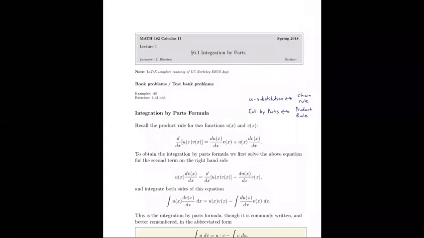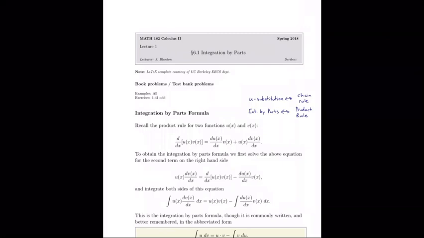Section 6.1 is integration by parts. It's our first section of the course. It's our first section of chapter 6. Chapter 6 is integration techniques. So if we're going to get very far at all with calculus, we're going to need to be able to integrate various functions and settle whatever different types of integrals we might come across.